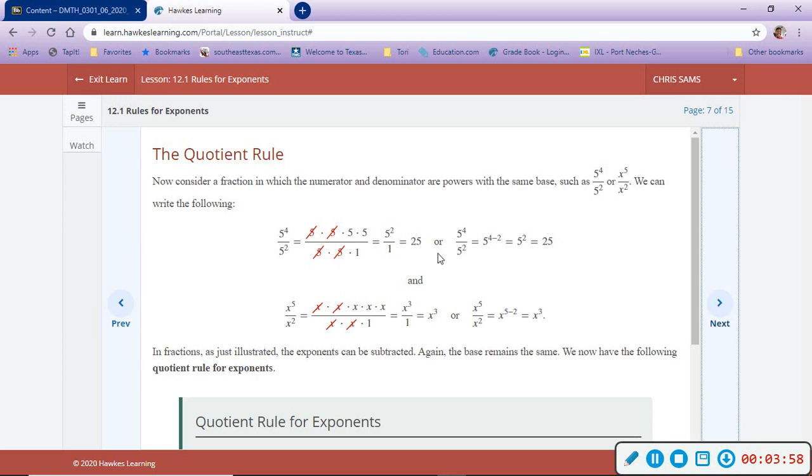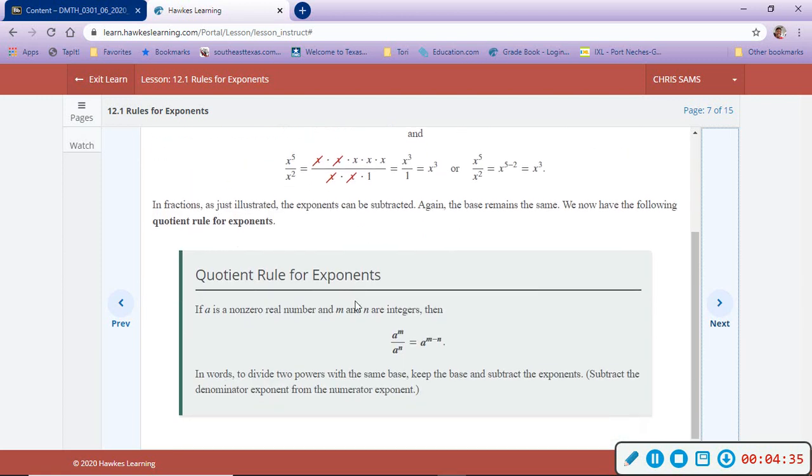That's 25. The way you do that with the quotient rule is you take what's on the top, you subtract what's on the bottom. So you have a 5 to the 4th. You subtract the 2 exponents. So division with the same base says subtract the exponents. That gives you 5 squared, and 5 squared is 25. So this is how it looks when we spell it out. You can write this out if you want, but sometimes the numbers get too big, and it will be really tedious to write out a bunch of the same letter or number over and over again. So if you just use subtraction, you'll get there a little bit quicker. So here's the quotient rule.